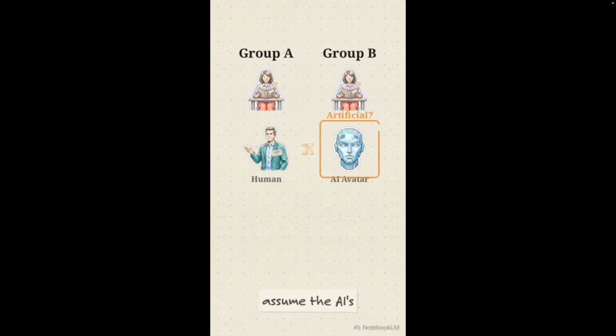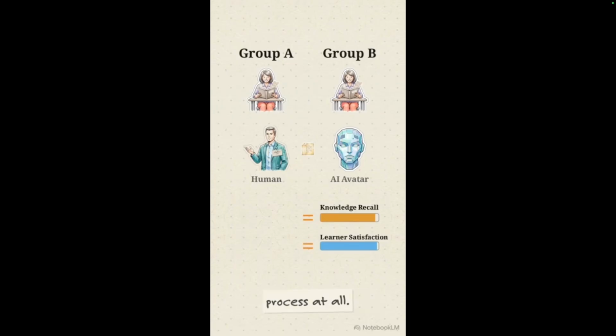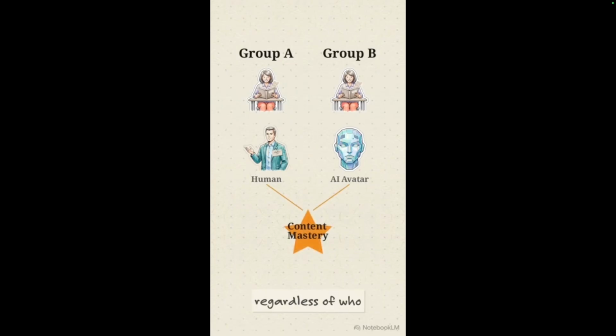You might naturally assume the AI's artificial appearance would distract the learners and ultimately hurt their test scores, but the empirical results proved the exact opposite. Both groups demonstrated massive, statistically identical improvements in recall, and this equivalence extended to their personal feedback. Both groups reported the exact same level of learning satisfaction. The data proved that lacking genuine human nuance didn't break the learning process at all. So both groups mastered the complex material equally well, regardless of who actually taught the lesson.